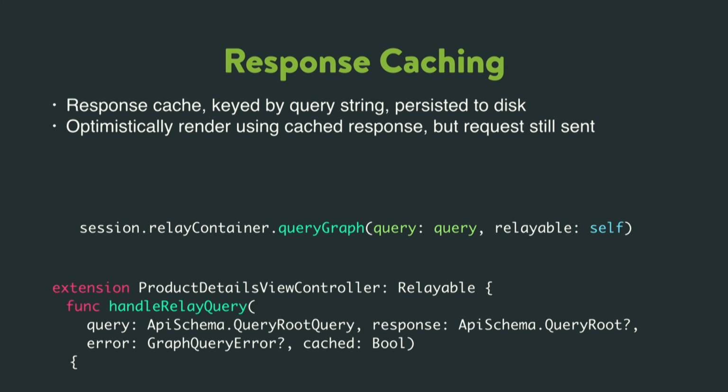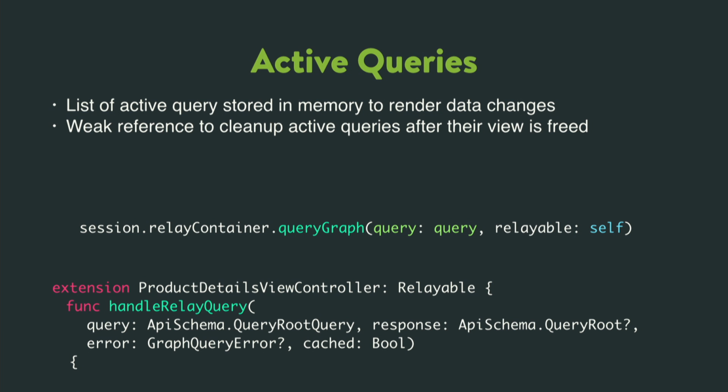and we have a handle relay query method that's defined on a relayable object, which is an interface. And we pass that relayable object to the method to query for the data. So that handler method will get called multiple times. And we also keep that relayable object around in a list of active queries, which represent all the parts of the app that will need to be updated when data changes. And we have a weak reference in order to clean up that list of active queries when anything in it no longer is there to update, when the view's gone away.